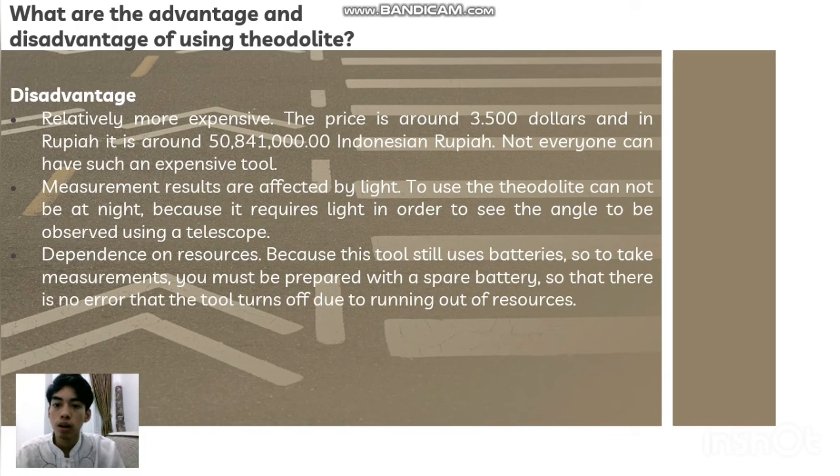Measurement results are affected by light. The theodolite cannot be used at night because it requires light in order to see the angle to be observed using a telescope. Dependence on resource: because these tools still use batteries, to take measurements you must be prepared with a spare battery so that the tool does not turn off due to running out of power.